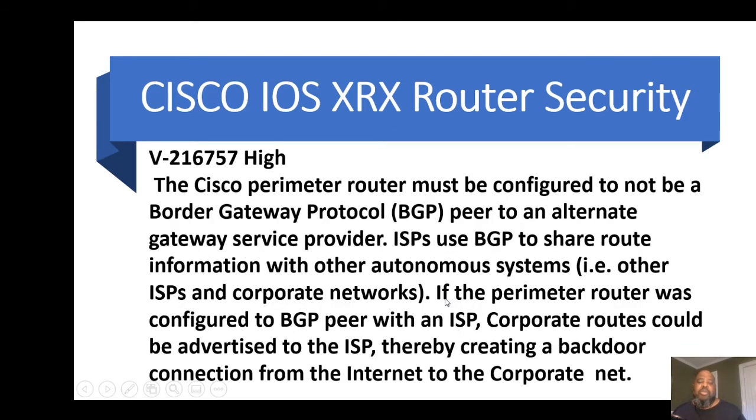The Cisco perimeter router must be configured not to be a Border Gateway Protocol, BGP, peer to an alternate gateway service provider. An ISP uses BGP to share route information with other autonomous systems, i.e. other ISPs and corporate networks. If the perimeter router was configured to be a BGP peer with an ISP, the corporate route could be advertised to the ISP, thereby creating a backdoor connection from the internet to the corporate network.